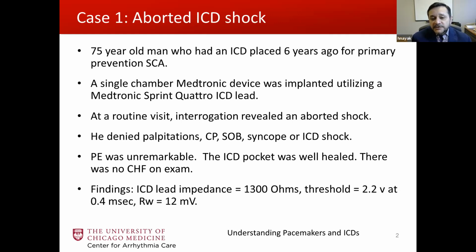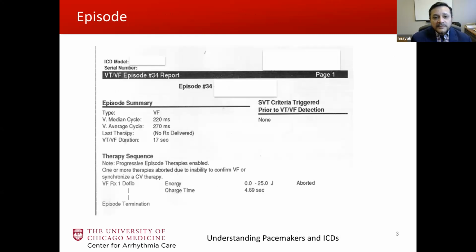Upon interrogation, the ICD lead impedance was 1300 ohms. The threshold was 2.2 volts at 0.4 milliseconds, which was higher than what had been previously. Sensing was fine, with R waves of 12. And this was the episode of the aborted shock. You can basically see here that the patient had something that fell into the VF zone. The median cycle length was quite fast. This lasted around 17 seconds. The device charged, but then for some reason it aborted.